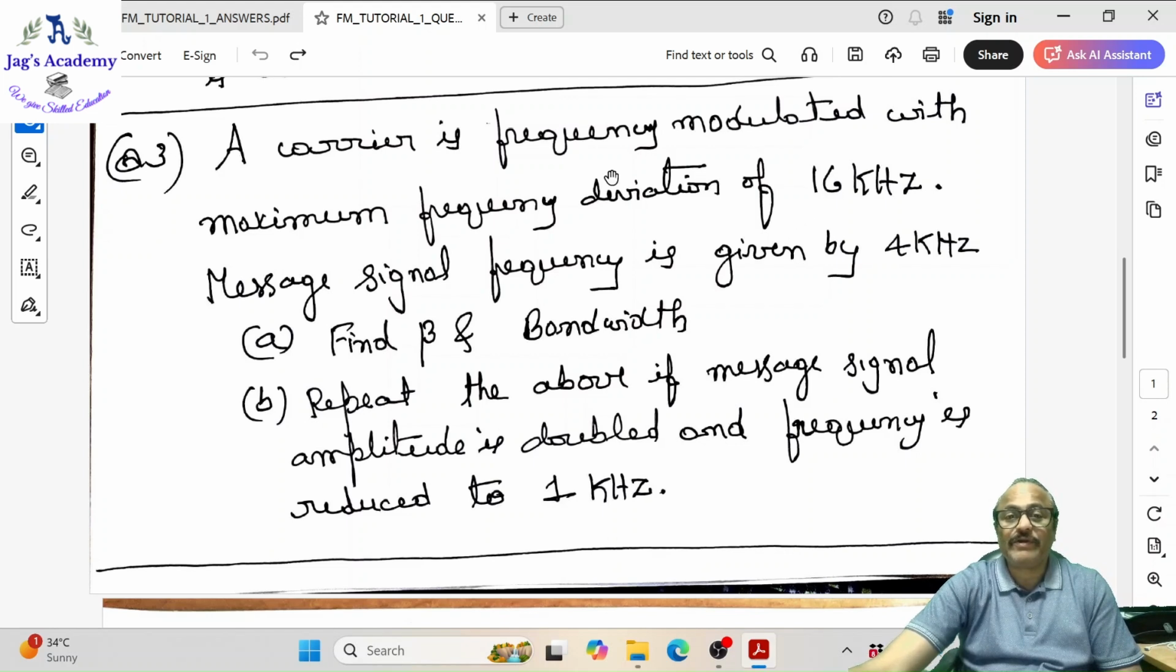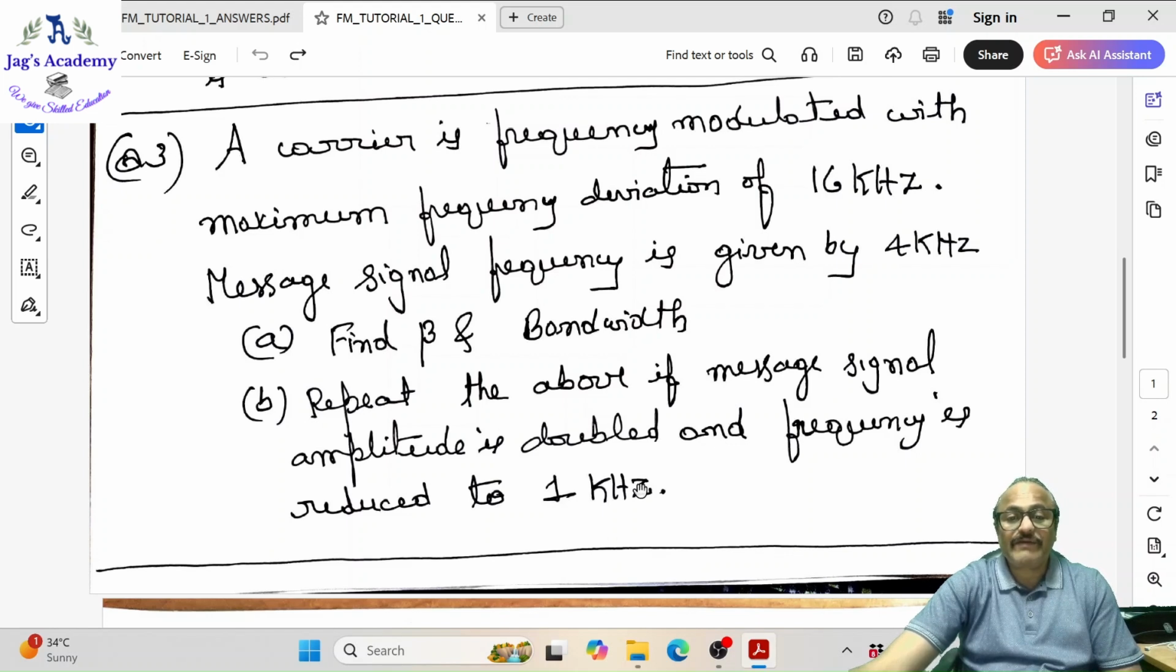See here, amplitude is not given, but you have to consider the effect of amplitude on delta F. Next, you have to compute delta F separately, right? Delta F is equal to Kf into Am, right? See what happens to the delta F. When the signal amplitude is doubled, your Kf remains the same. Definitely, what will happen to your delta F? Delta F is also doubled, right?